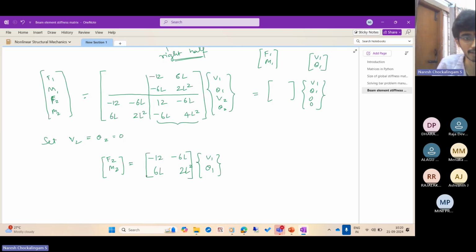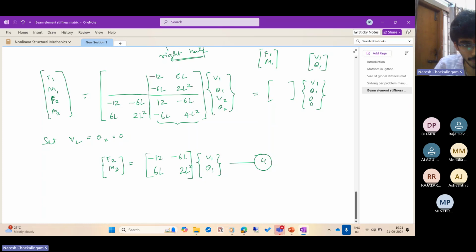Oh, okay. So this is fine. So I think this should be okay. So the matrix that relates the forces in the second node to the displacements in the first node is exactly this matrix. Then you can, okay, so this you call it as equation 4.